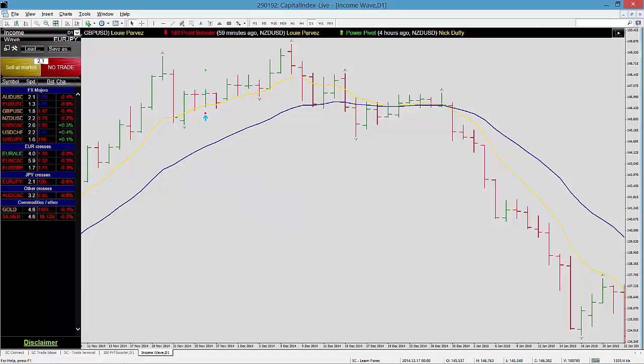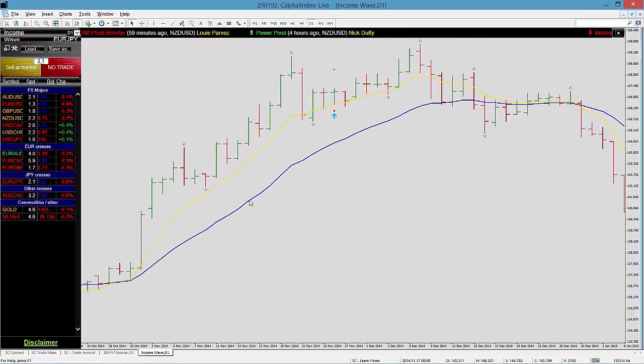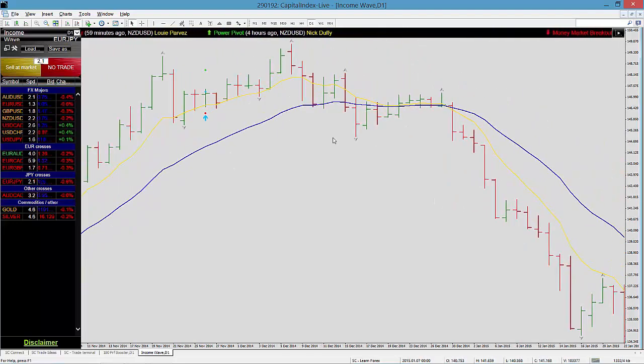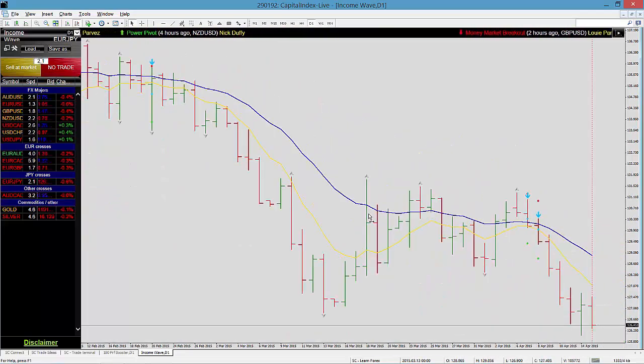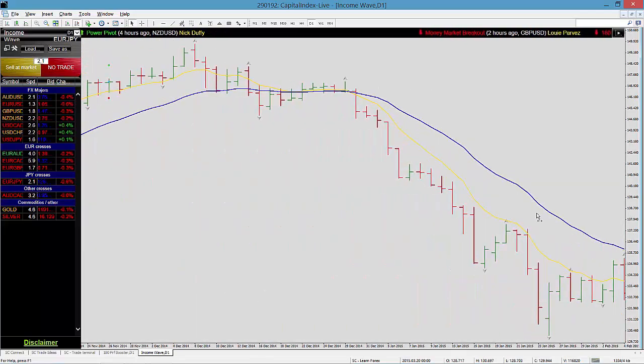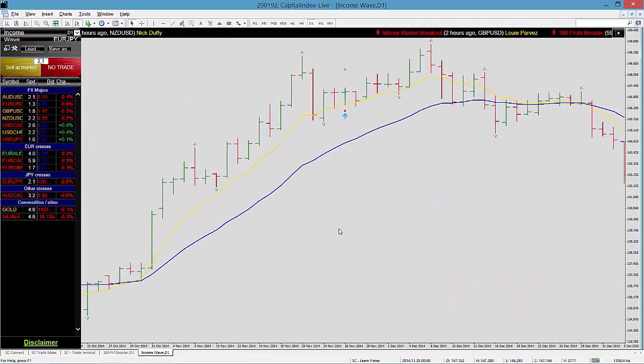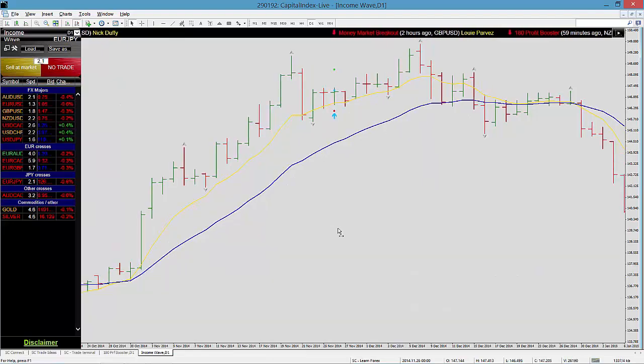Now, I'm on the Euro Yen on a daily chart on the income wave trading system. And I've got the income wave on Euro Yen here because we've got a nice upward trend to look at. We've got the change of trend. We've got a downward trend to look at through here as well. So we've got some different signals that we can look at for both buy signals and sell signals.